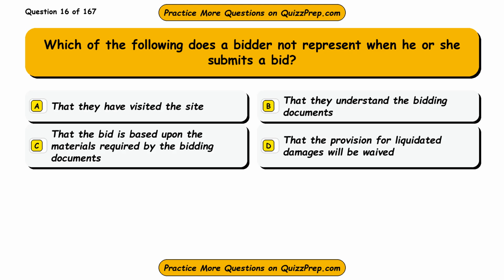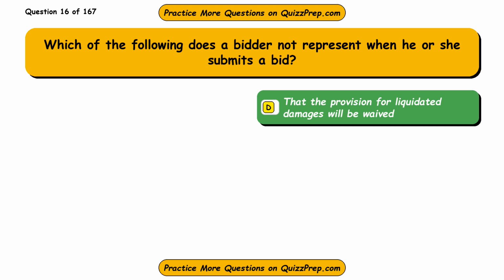Question 16. Which of the following does a bidder not represent when he or she submits a bid? Option A. That they have visited the site. Option B. That they understand the bidding documents. Option C. That the bid is based upon the materials required by the bidding documents. Option D. That the provision for liquidated damages will be waived. The correct answer is option D. That the provision for liquidated damages will be waived.